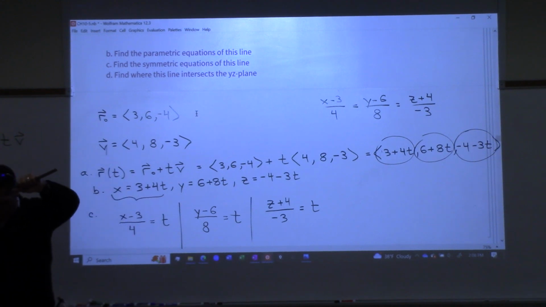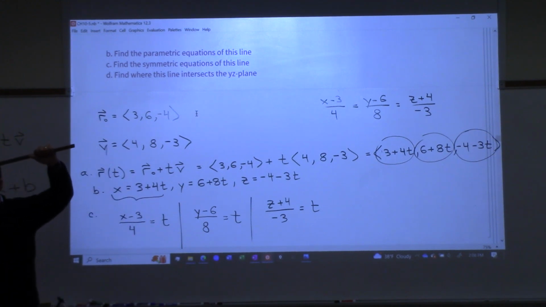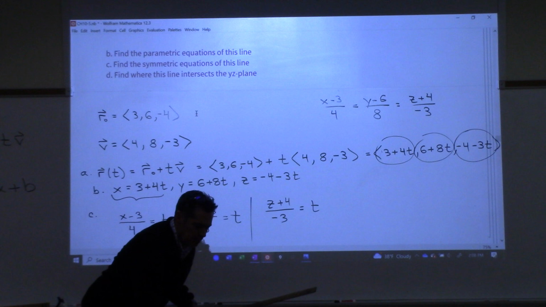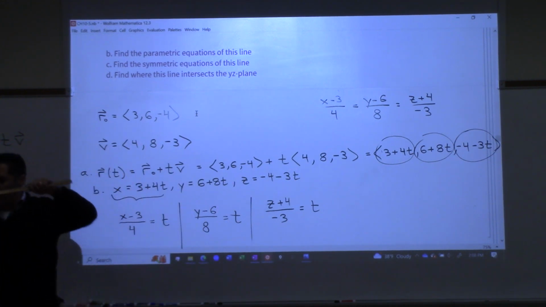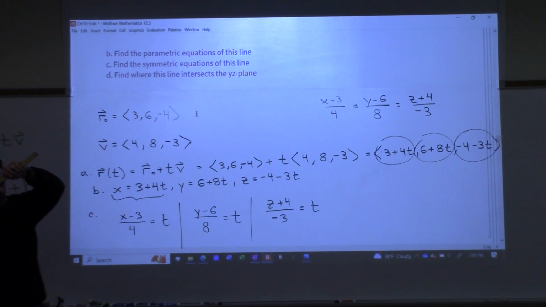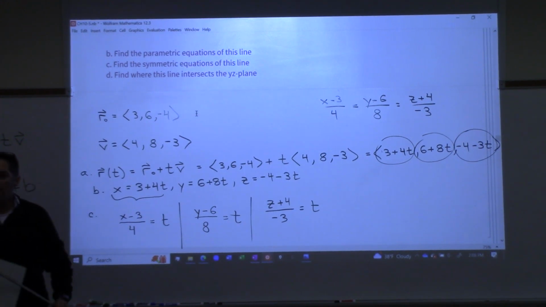All right, so let's see here. RGB, right? Red, green, blue. So this is the X axis, Y axis, Z axis. I want to know where this thing hits the YZ plane. So this sheet of paper right here, we're talking about this plane right here. I want to know where this line hits that. It hits this plane at a point, doesn't it? Mm-hmm. I want to know what point that is.